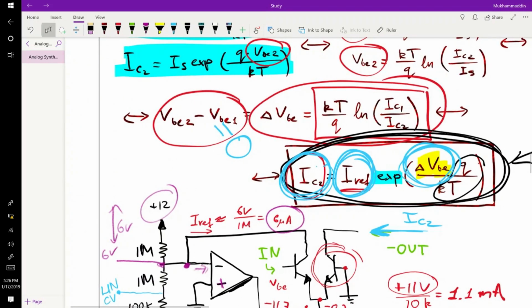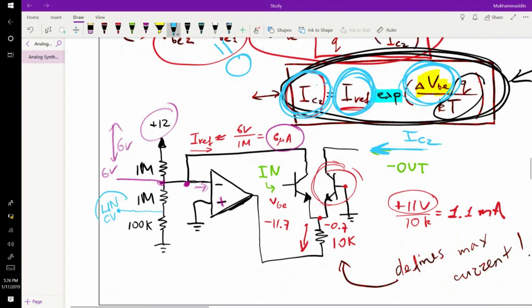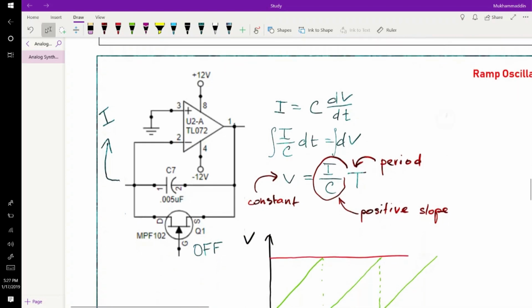So you can linearly change I reference if you apply a CV voltage at this terminal. So you apply some voltage here, then voltage here changes, then current through this resistor changes. That means I reference changes. This is again done to achieve very interesting sound effects in your analog synthesizer.